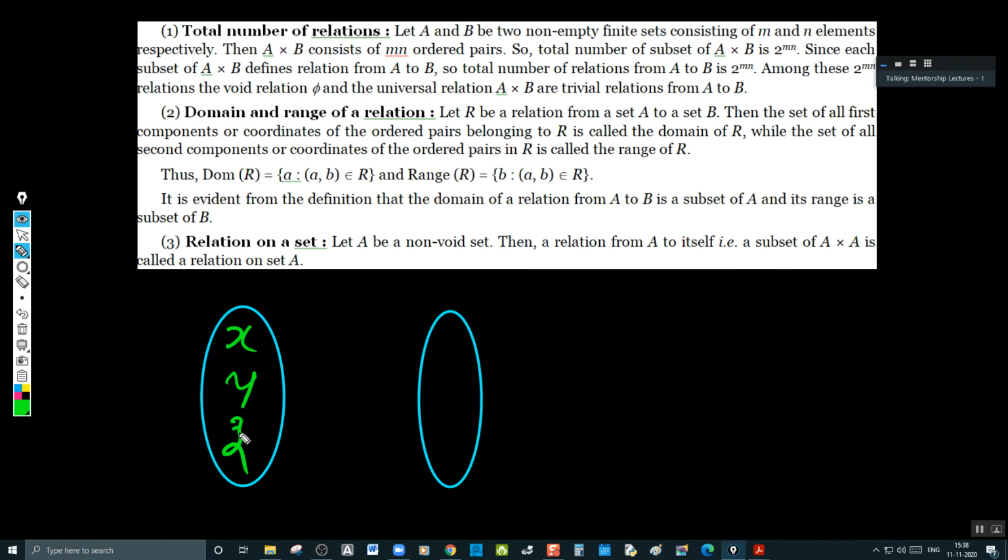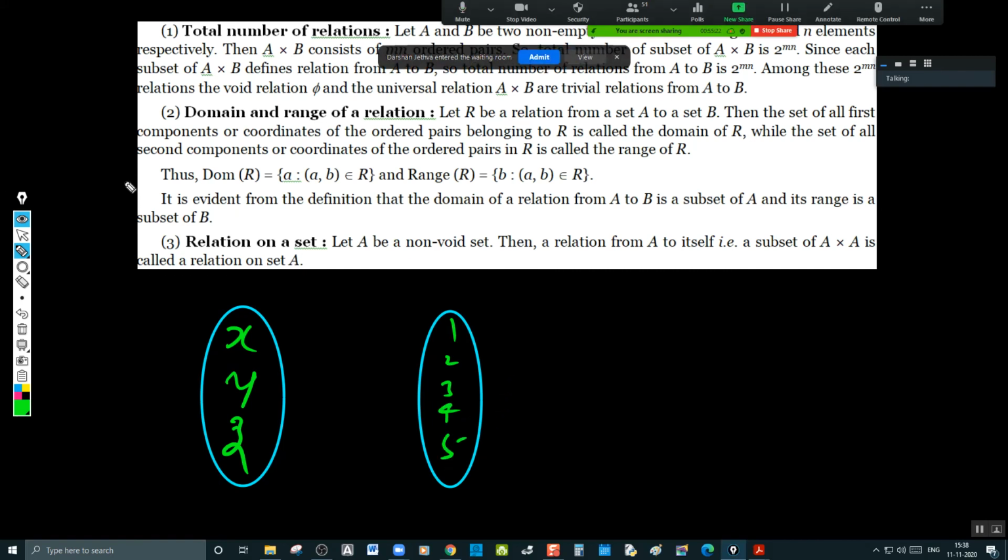Just like the previous question only, no difference at all. And if I take 1, 2, 3, 4, 5, and you are relating A to B. That is, this is A, this is B, and X to 3, Y to 1. Let me say, you can leave that Z also, no problem. In the relations, you need not have all elements mapped here.